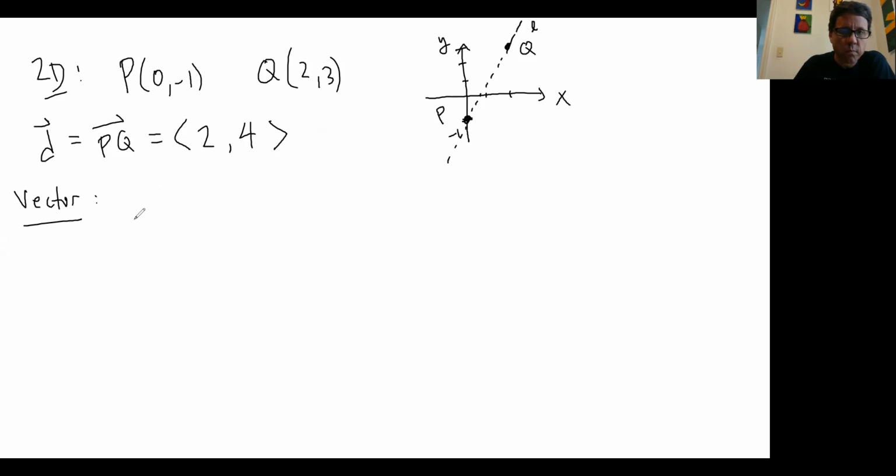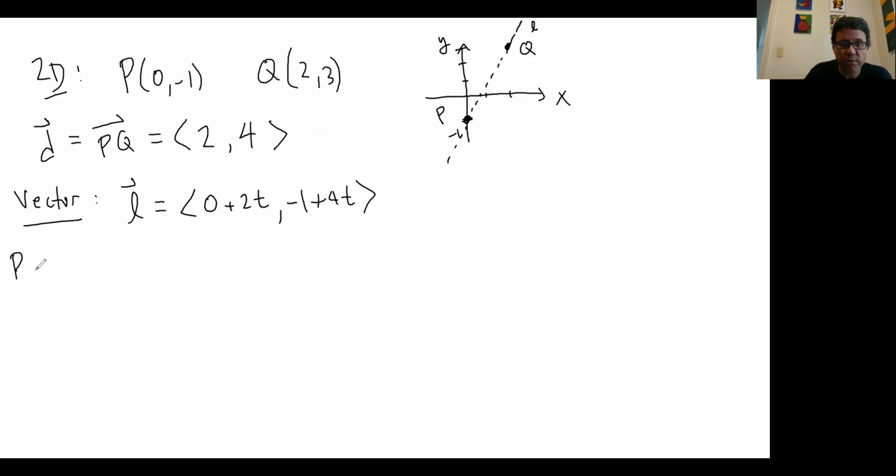The vector form is, well, I start at 0, and I add 2 copies of t, because I'm adding copies of this vector onto my base point. So the x component is 0 and 2t. The y component is negative 1 and 4t. And that's the vector form for my equation of the line. You don't have to write the 0, but it's in there for reference.